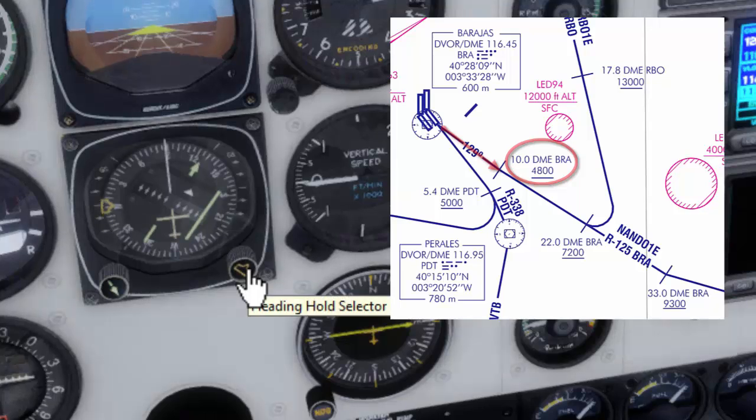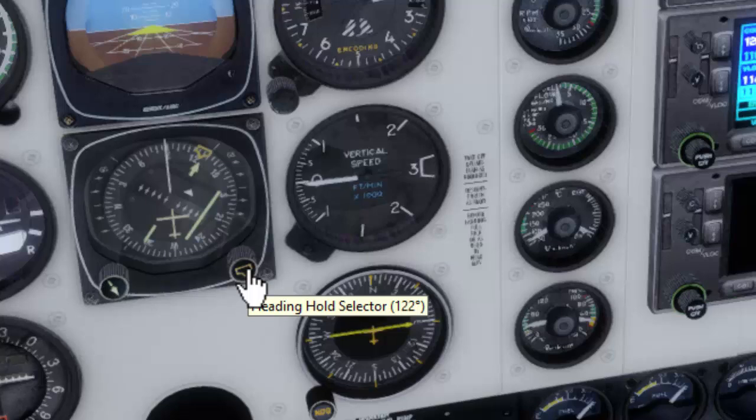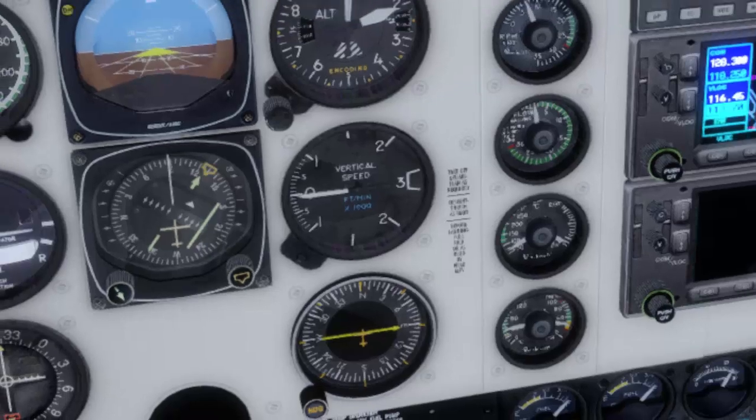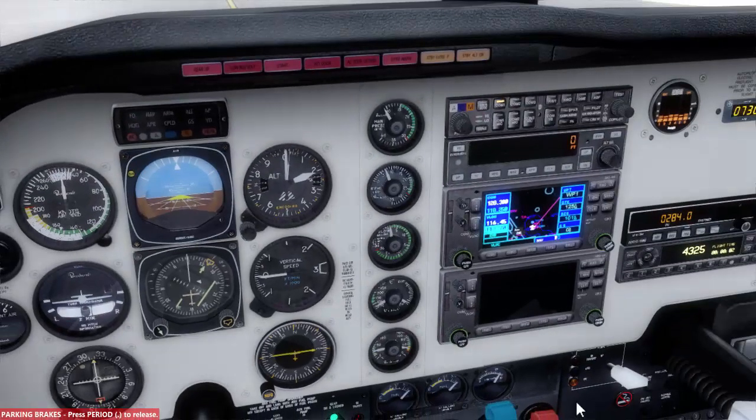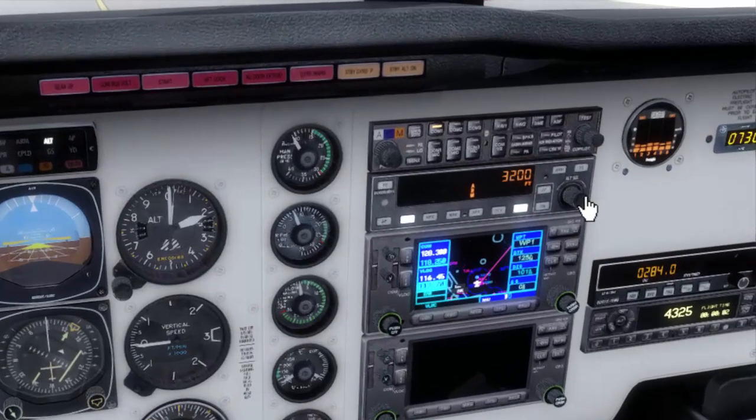And we have selected the radial 125 from the Bravo Romeo Alpha VOR, that is the Barajas VOR, but we also need to follow first the course 129, okay? So we need to take off on navigation following the course 129, and for that reason we are using the HDG, the heading hold selector, and we select here 129, okay? So our heading will be 129. So summarizing, we will take off with heading 129, and then we will be following a certain radial from the Madrid Barajas VOR.